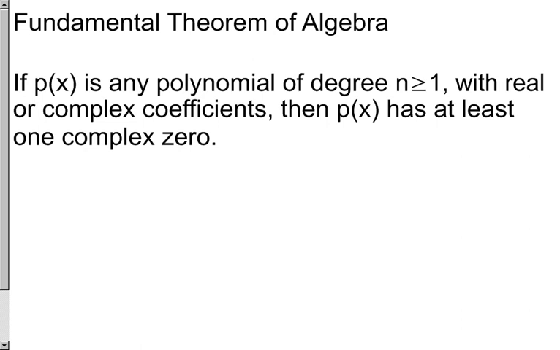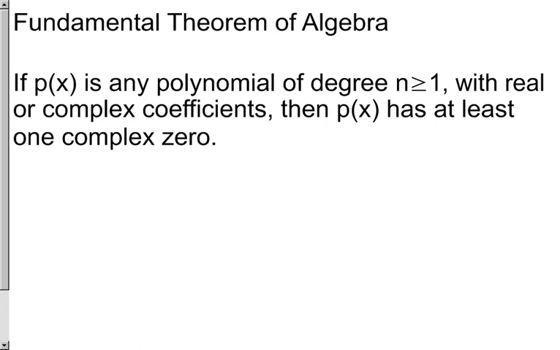Okay, so P of x is any polynomial of degree greater than or equal to 1 with real or complex coefficients. Then P of x has at least one complex zero. Now, does this make sense? Does it really help us a lot with not much? Because we already know, depending on the number system, how many exactly, even though over the reals it is at most. So it does say at least one complex zero.